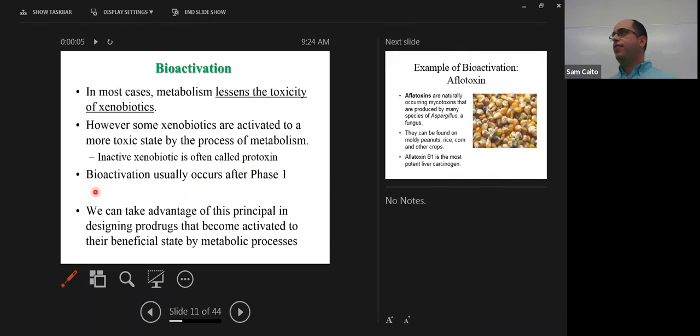So this bioactivation usually occurs after phase 1. So we also can take advantage of this principle. Sometimes when we design drugs in a prodrug form, it actually has to be metabolized before it is active. And so we use these metabolism enzymes to help in our drug design.